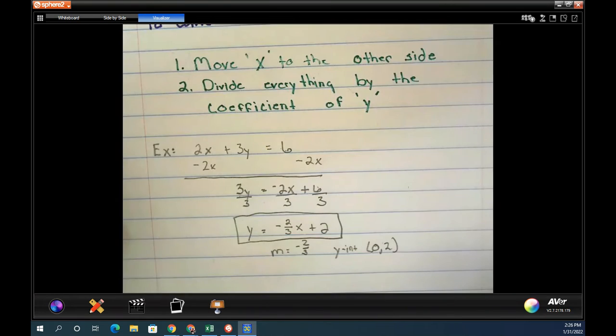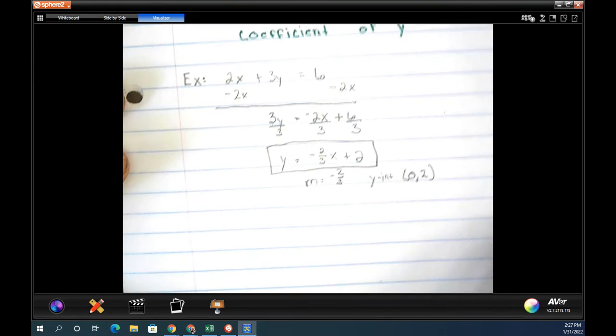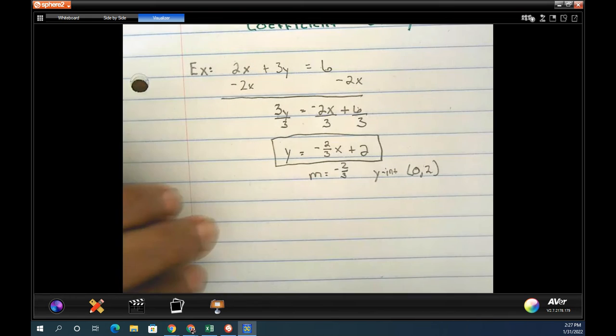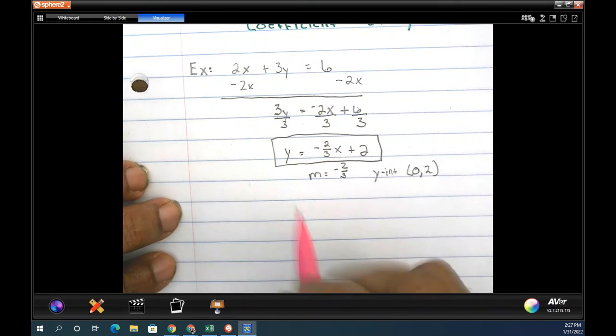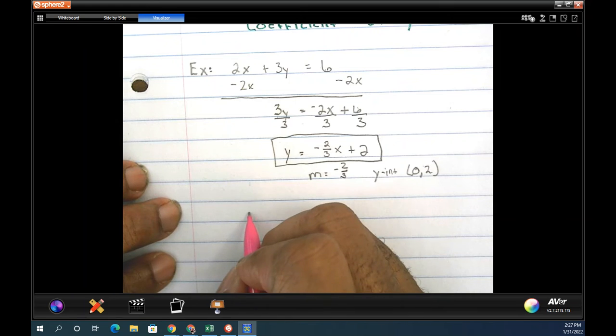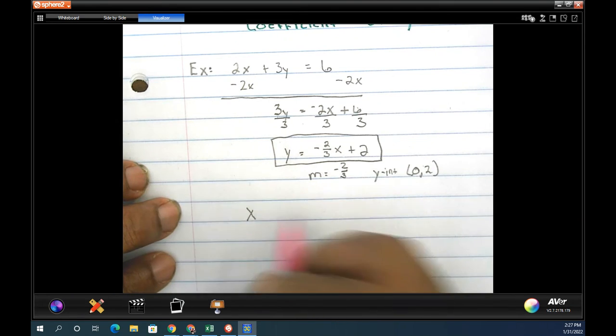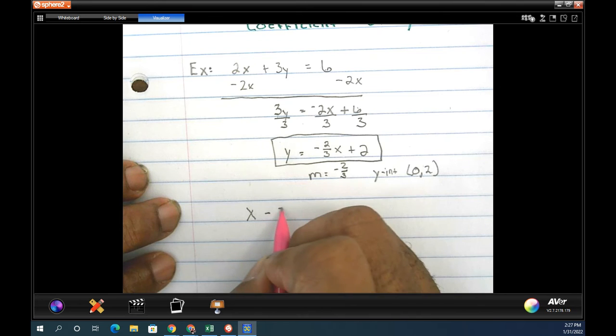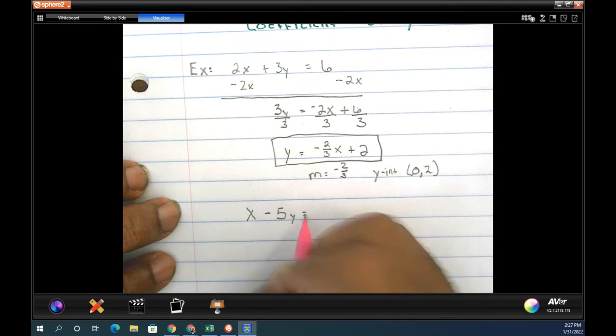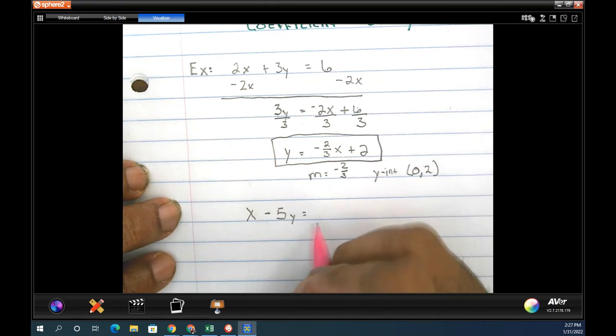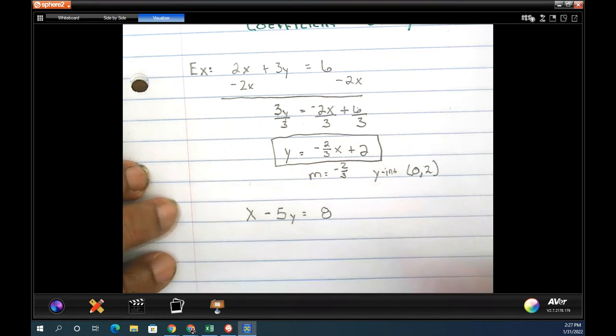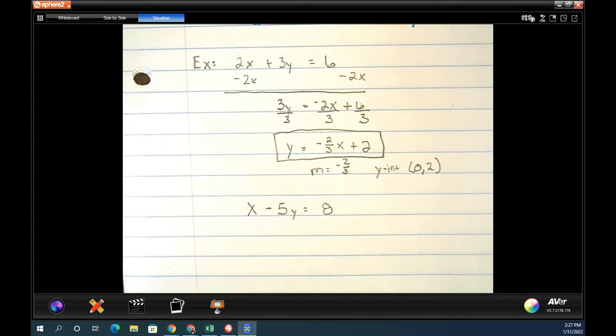Let's look at another one. We're going to do a few of these. Look at this one. x minus 5y is equal to 8. Here are the ones I like to get. If you want to put an asterisk beside it, go ahead. These are my favorites because of one reason.